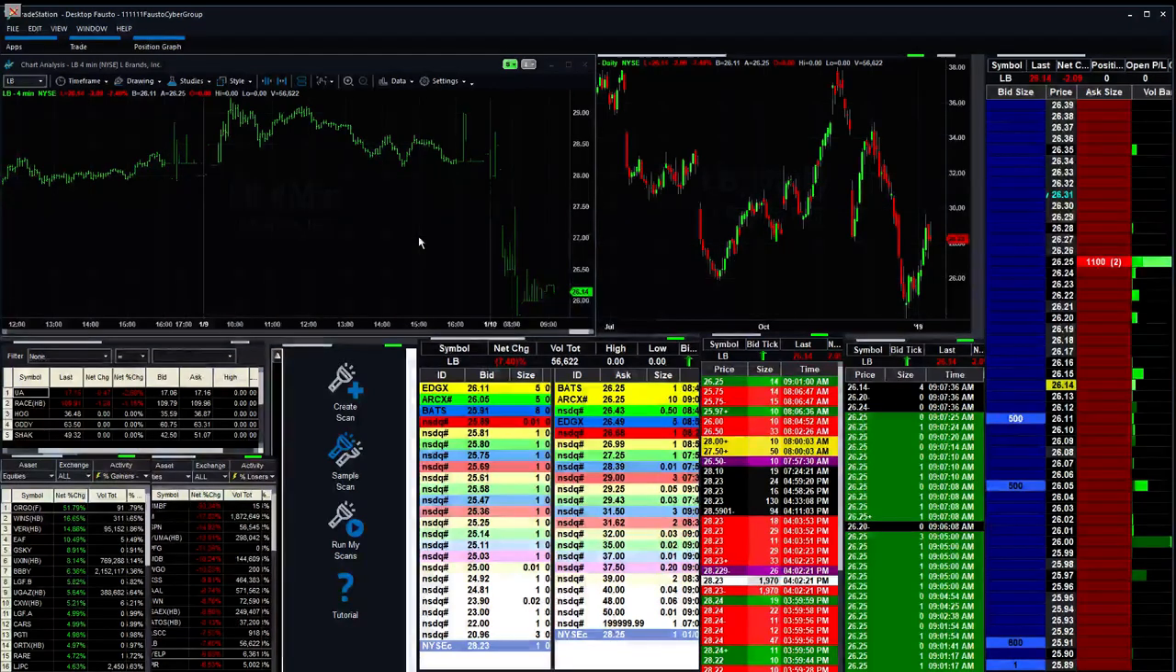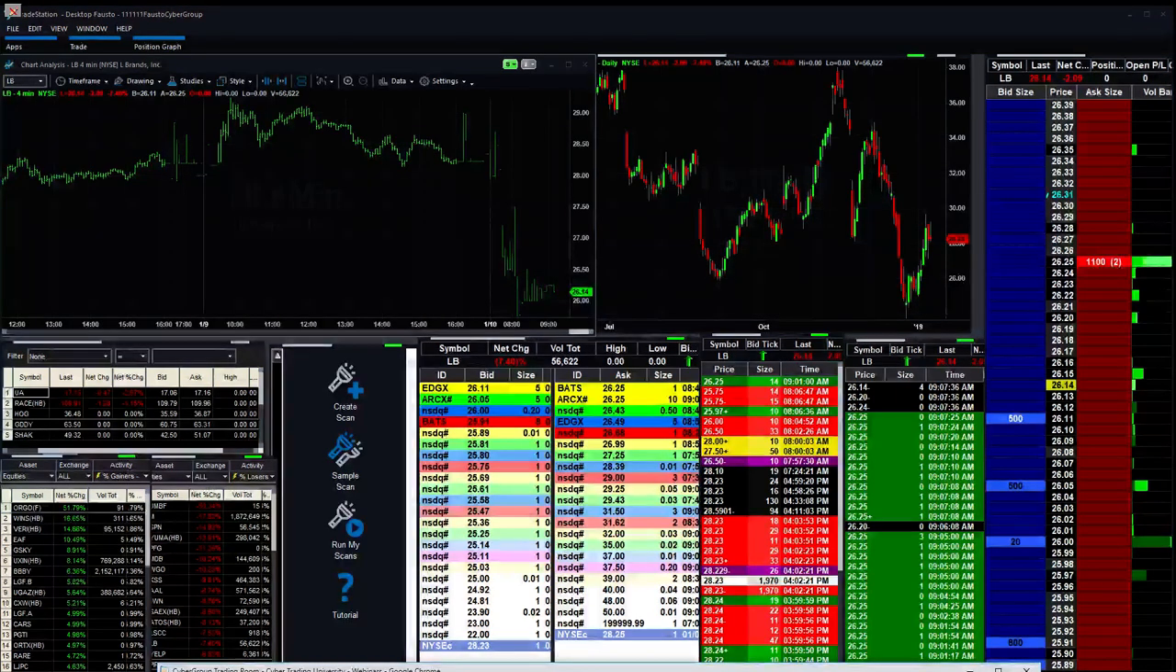There's another one taking a little bit of a hit right here. But look at the spreads. You've got to be really, really careful when it comes to trading these stocks. But there are a lot of them that are going on.